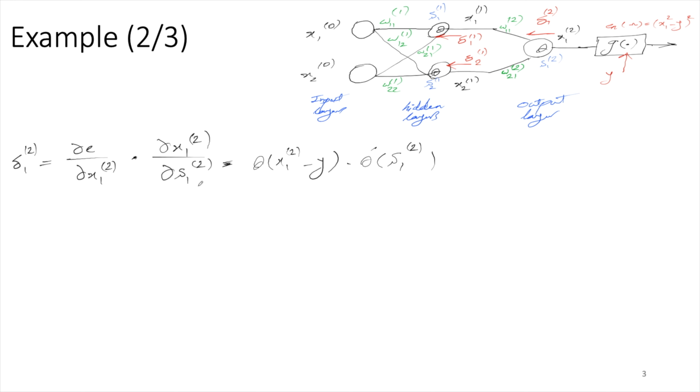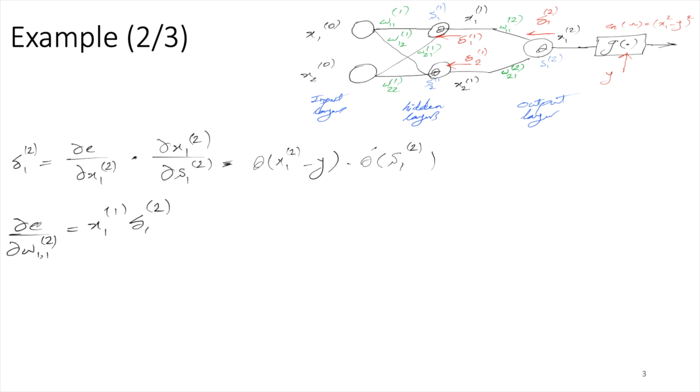So now we carry forward with that. It's obvious that this one is simply the output of the activation, the last activation function, and the value was the value we estimated. It was the least square, because we did the partial, we went down to theta of x1 2 minus y. And the second one was the theta prime of S1 2, okay, here.